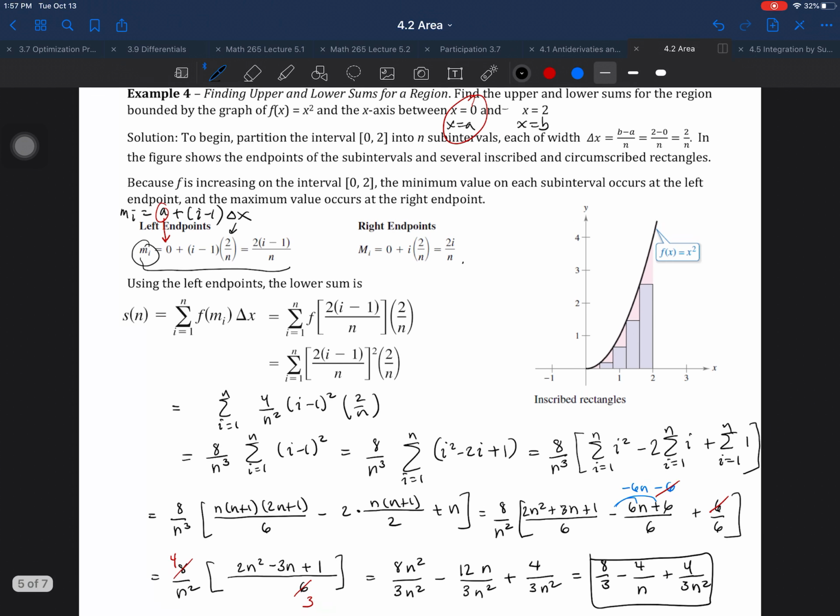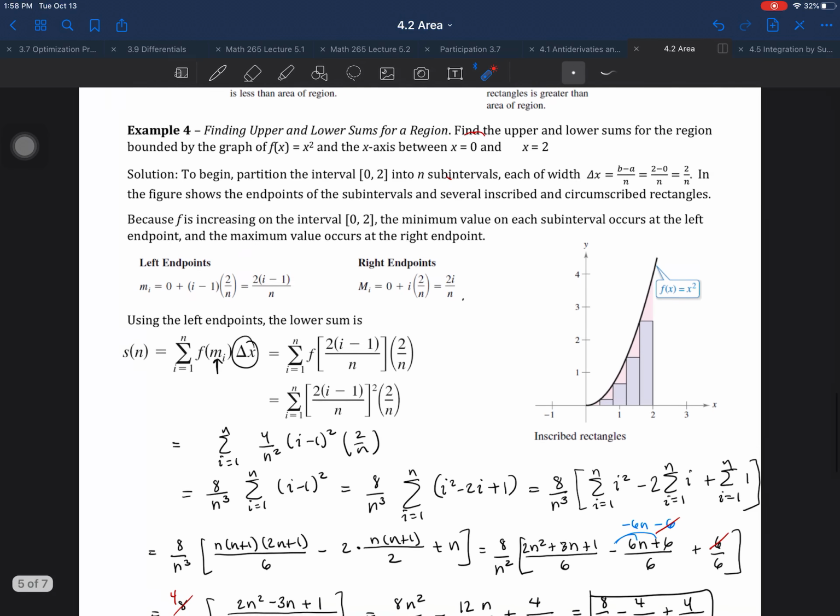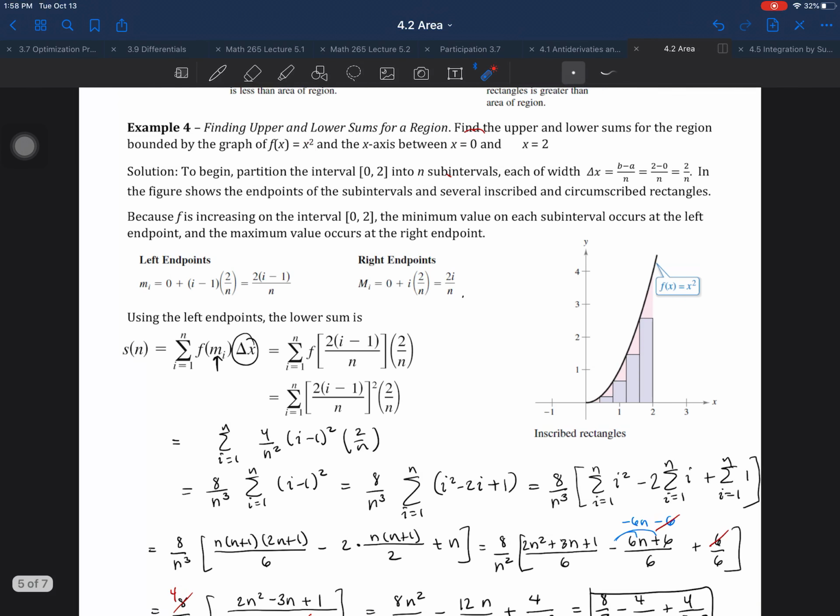So we got everything we need. We know what this is, and we know what m_i is. Now that we know those two things, let's go ahead and simplify it. So replace this with 2 over n, and then replace this for x in the function. Where's your function? The function is x squared. So take this and plug it into the function.